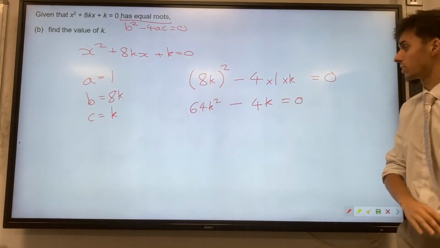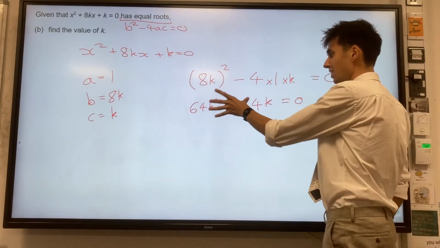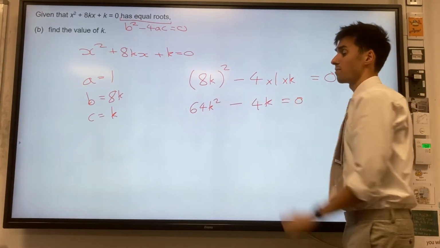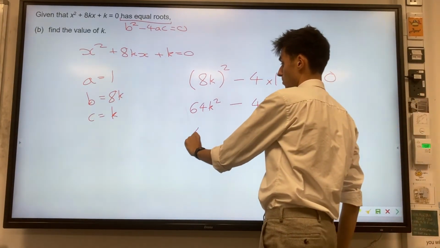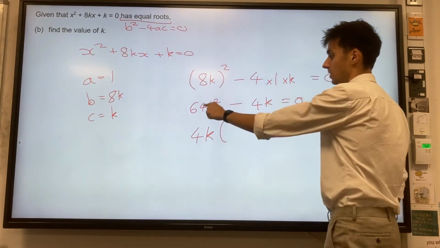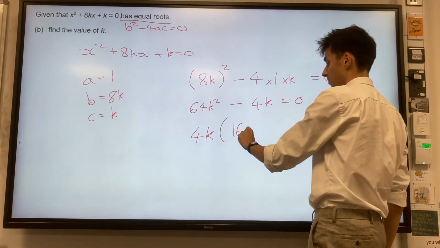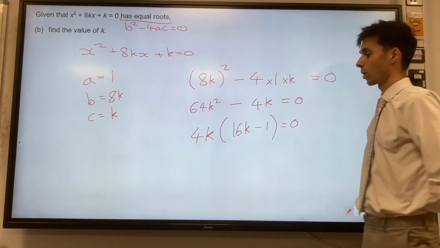We want to solve this to find k, so we should be factorising now. We can take out, first of all, a factor of 4 and also a factor of k from both of those terms. So we're going to get 4k brackets, that leaves 16k minus 1 equals 0.